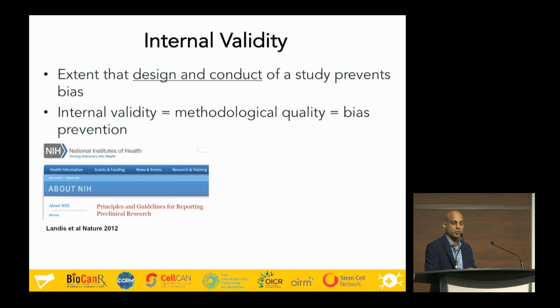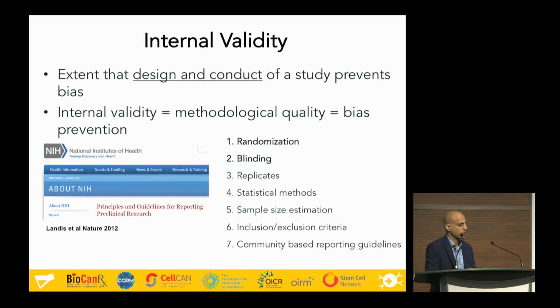There's a big problem in reproducibility. What can we do to address this? And they came up with this list of 7 items where they said every single paper and every single study really should try to address this. And if you haven't addressed this, you have to be transparent about reporting that you didn't address these issues.